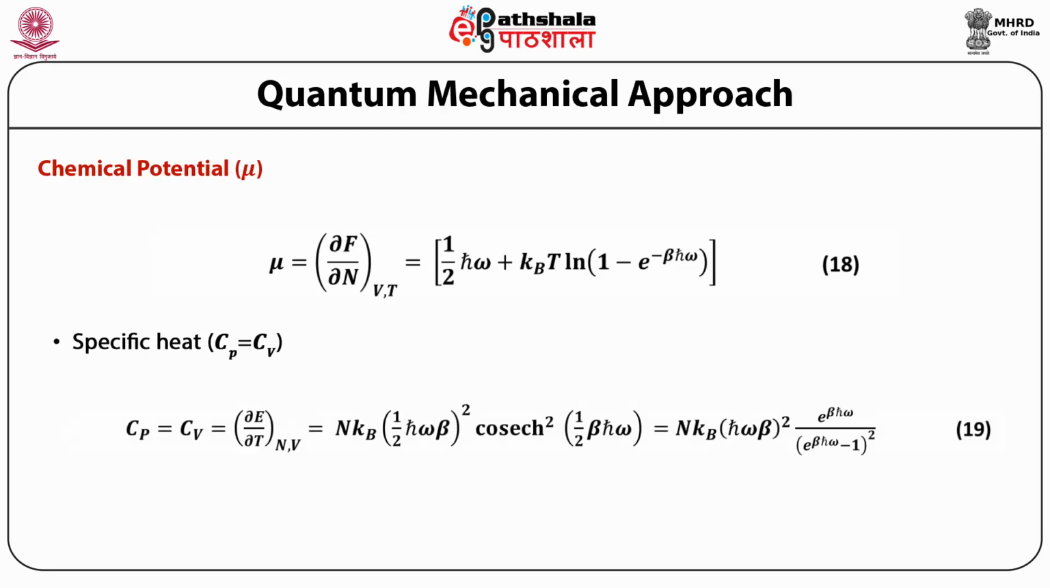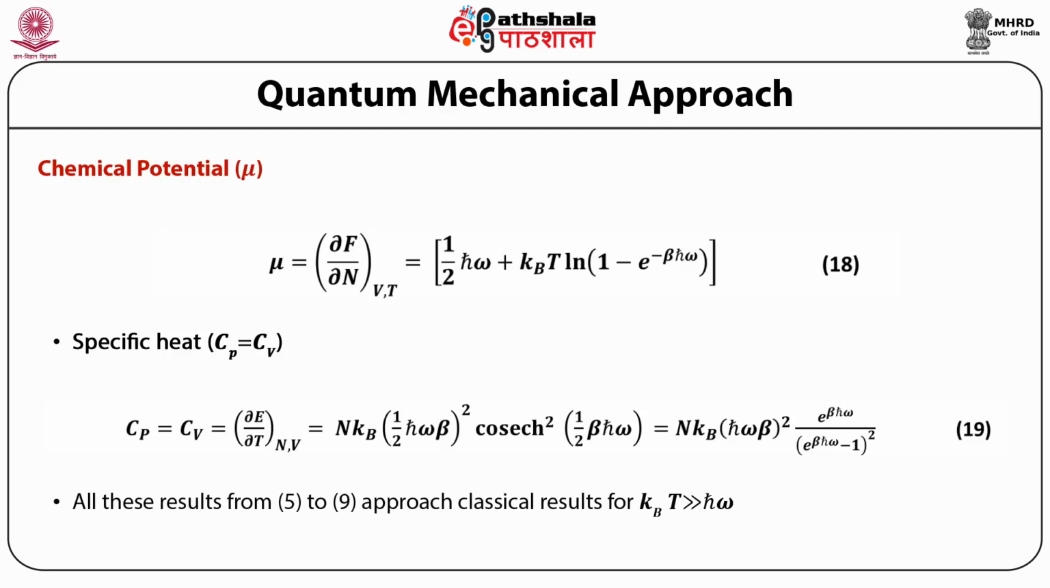Specific heat can then be further written as the partial derivative of E with respect to temperature at constant N and constant V, which is equal to N kB (half h bar omega beta) whole squared cosech squared of half beta h bar omega, which is equal to N kB (h bar omega beta) whole squared multiplied by e raised to the power beta h bar omega divided by (e raised to the power beta h bar omega minus 1) whole squared. All these results from 5 to 9 approach classical results for kBT very much greater than h bar omega.